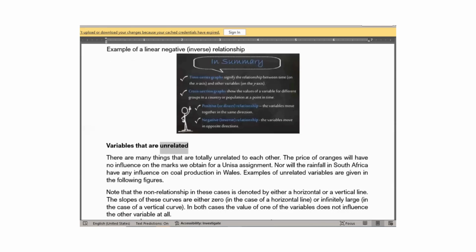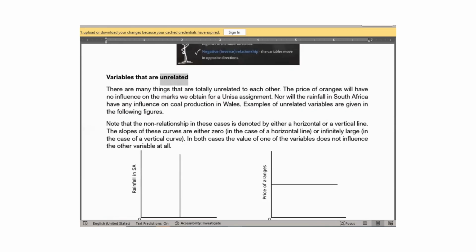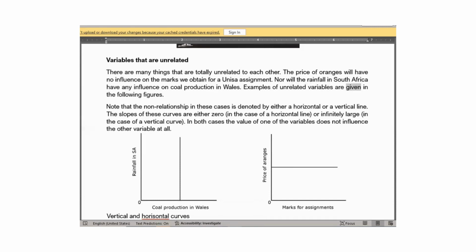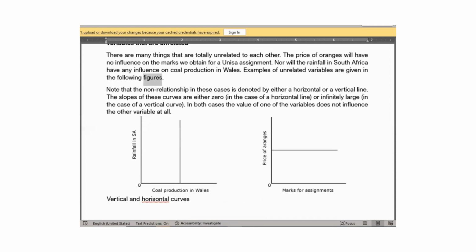Variables that are unrelated. There are many things that are totally unrelated to each other. The price of oranges will have no influence on the marks we obtain for a UNISA assignment. Nor will the rainfall in South Africa have any influence on coal production in Wales. Examples of unrelated variables are given in the following figures.